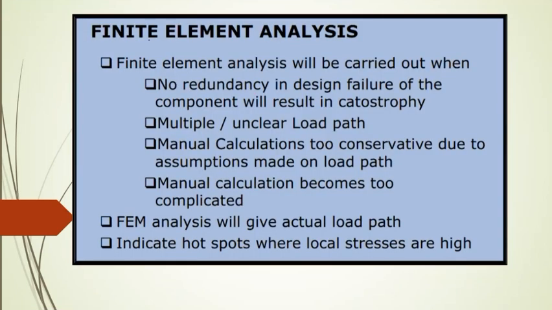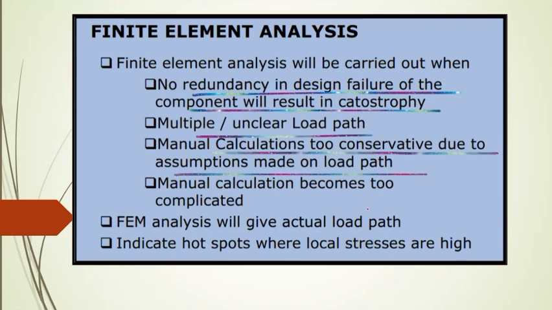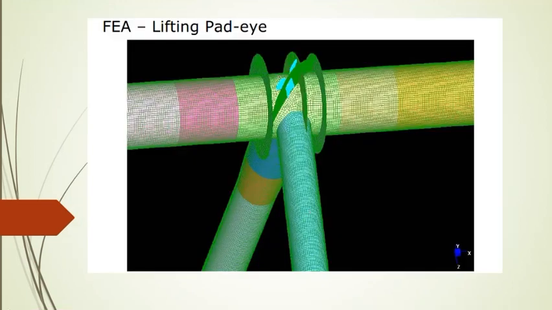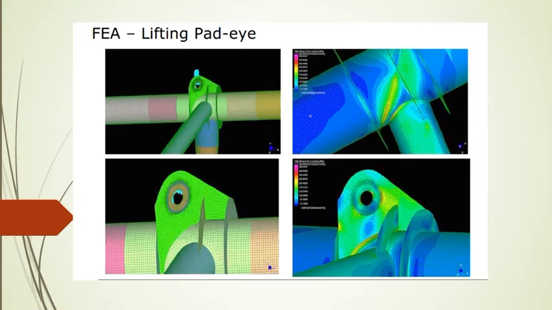And then the final comments. FEM will be adopted when there is no redundancy in the design and failure of the component will result in catastrophe, or when there are multiple unclear load paths. Manual calculation can be too conservative due to the assumptions made on the load path. The manual calculation becomes too complicated if you must consider the maximum load path. FEM indicates hotspots where stresses are high. Here you can see this is the padeye and this is the ring stiffener. These kinds of complicated things we can do in the FEM.